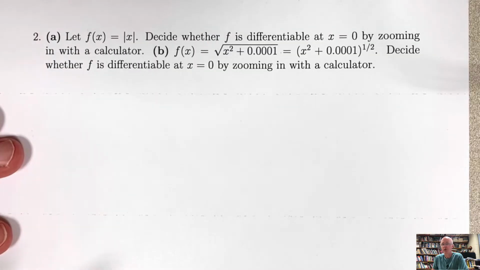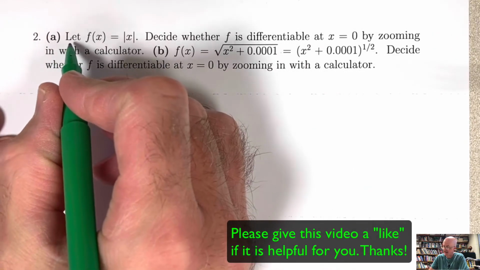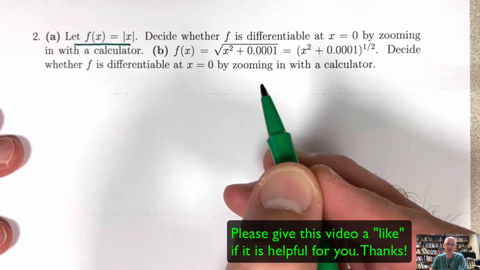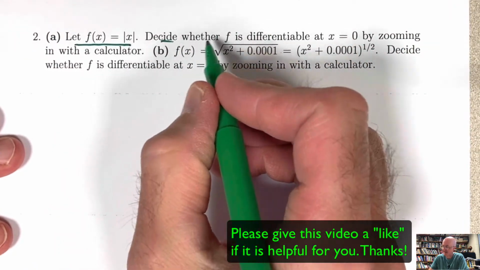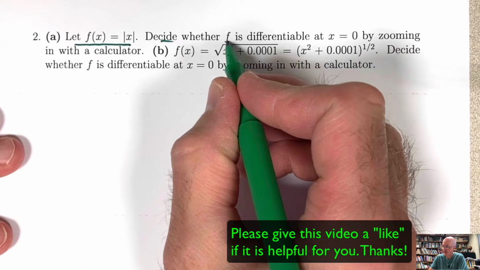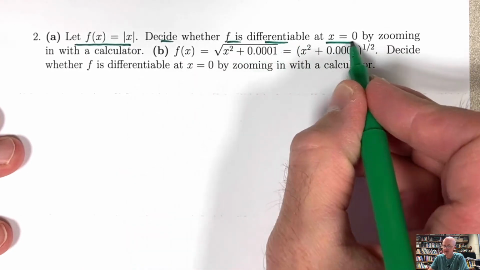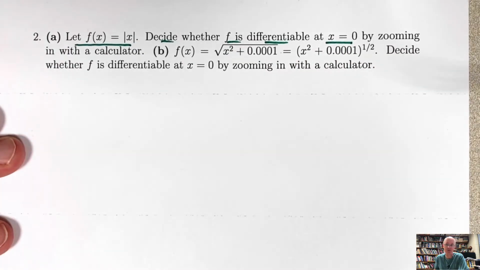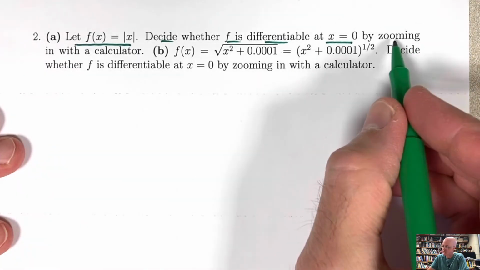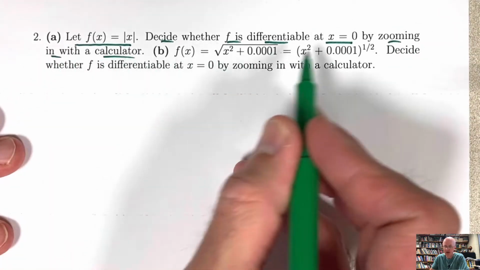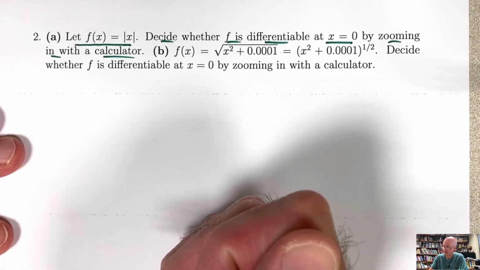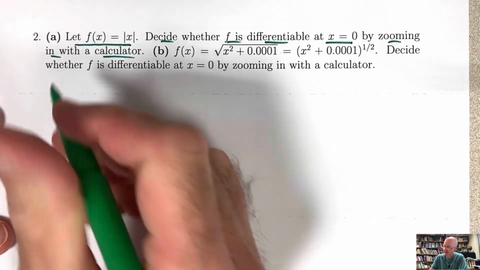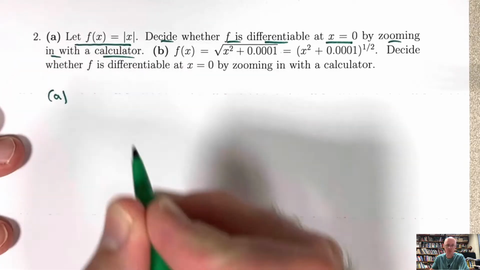In problems 2 and 3, we're going to use technology. Part A says, let f of x be the absolute value of x. Decide, don't prove, but decide based on technology whether f is differentiable at x equals 0, you might say appears to be differentiable or not, by zooming in toward that point, x equals 0, and also y equals 0, since the absolute value of 0 is 0, with a calculator. Let's do that first. And then we'll just write the answer.